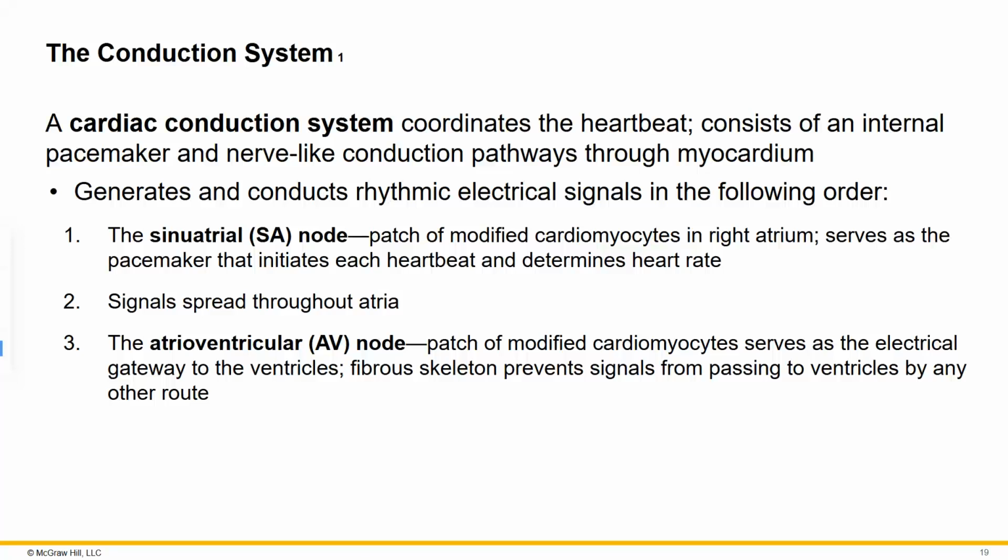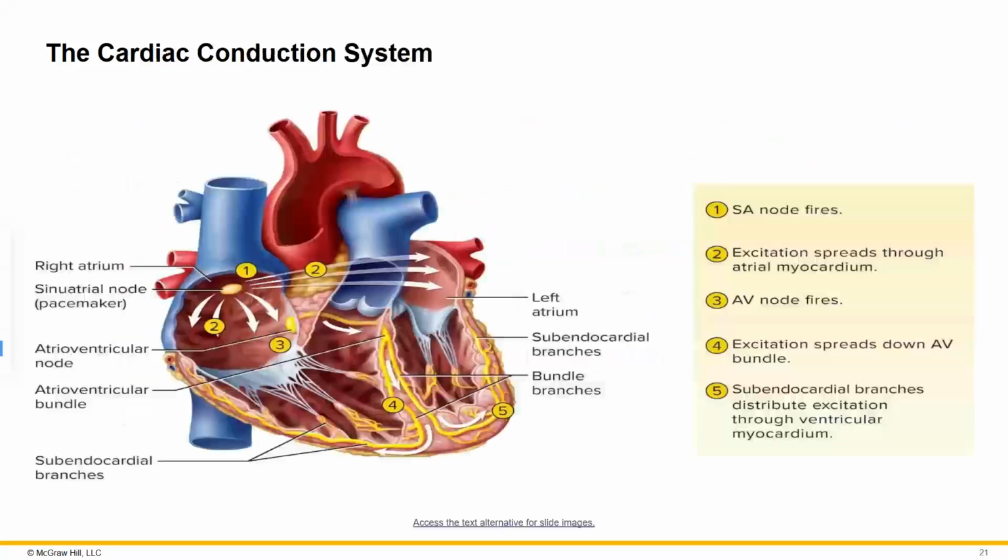The signals then spread through the atria. So once this is stimulated, the signal is going to pass through the gap junctions, intercalated discs, and the myocytes in both atria. The goal is to have the atria pump blood down to the ventricles. So step one, we stimulate the atria to contract, and then that pumps blood down to the ventricles.